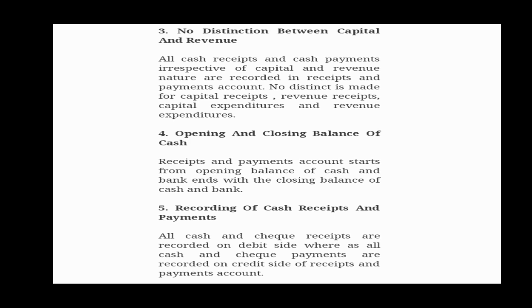Recording of cash received and paid. All cash received is recorded on the debit side, and all cash paid is recorded on the credit side. It means the receipt and payment account is like a cash book. So the rules of the cash book apply: what comes in is debit, what goes out is credit. All cash receipts will be shown on the debit side in the receipt column and payments on the credit side.